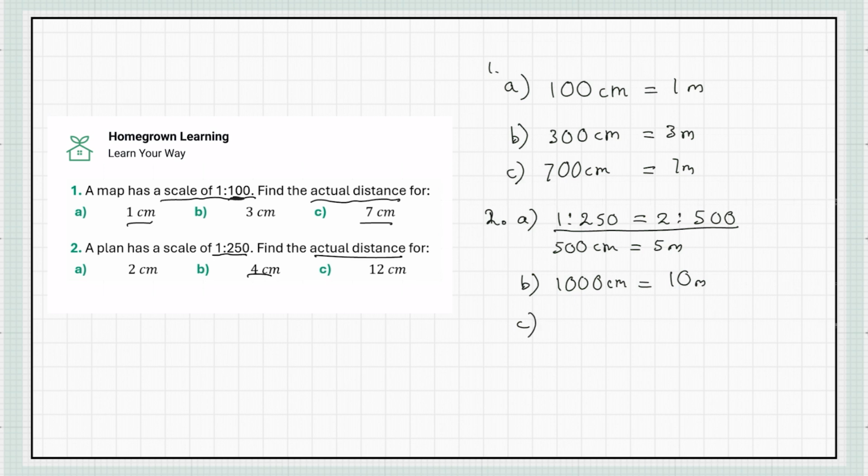And for C, we'll just do our steps again. So we can do 1 to 250 is equal to 12 to what. And then we do 12 times our 250. So if we do that, we actually end up with 3,000. And that's centimeters. So this actually ends up being 30 meters is the actual size that the plan is showing with 12 centimeters.